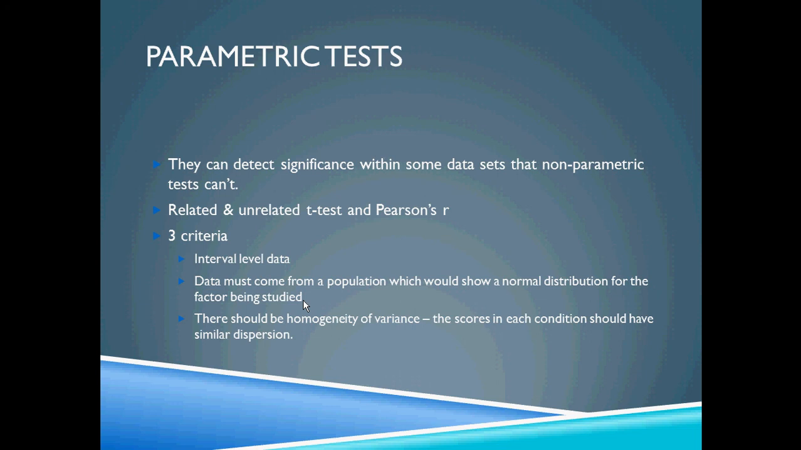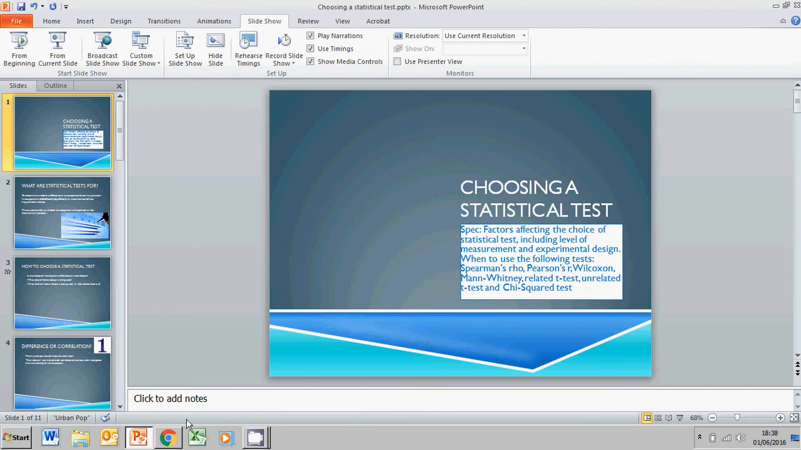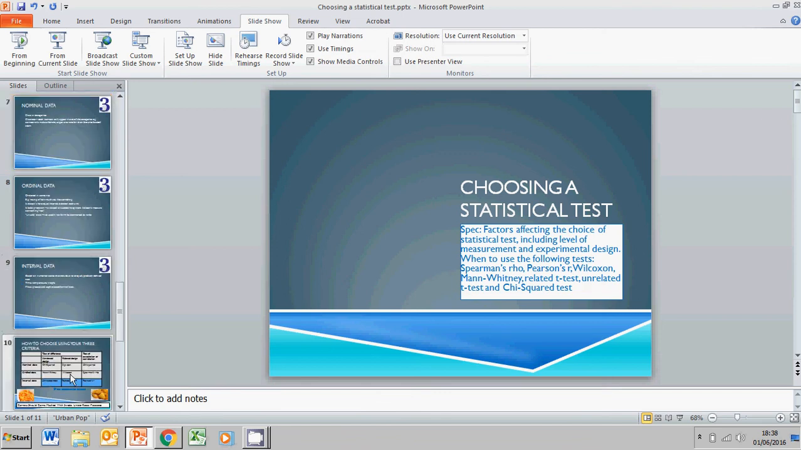And there should be something as well called homogeneity of variance, and this basically means that the scores in each condition should have similar dispersion. So for example, you could test each condition with standard deviation, and if you get similar scores for your standard deviation, then you're fine to use these tests. If not, then you need to use another one. Okay, so that is statistical testing, and you need to learn that table basically.